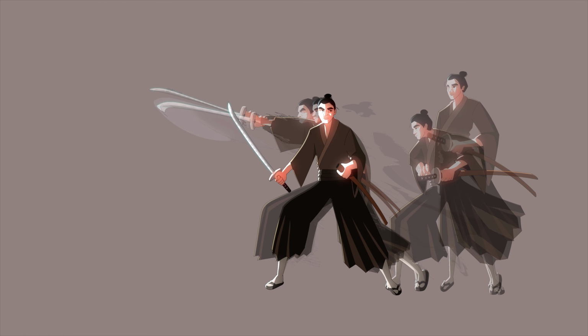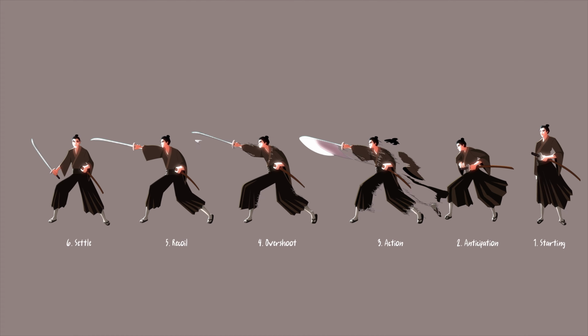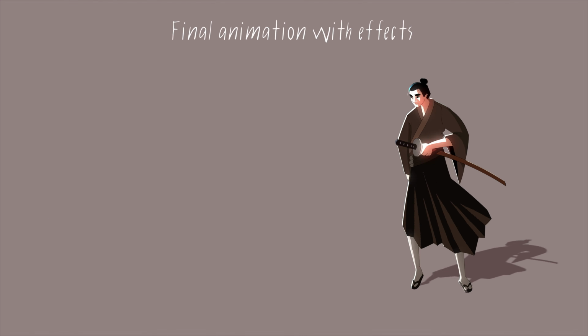Sixth is the settle pose. So when you punch, your hand doesn't remain in a punching pose. You get tired eventually, right? So after you punch, naturally you go back to a more relaxed pose, and this pose is called the settle pose. So going back to our animation, after the slash, he will have his hand go down. So now that we have the key poses, the next step is the in-betweens.